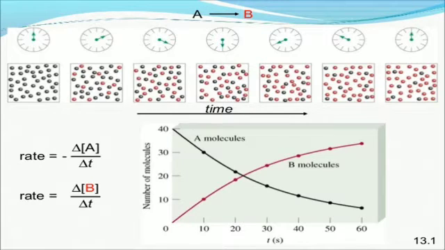For the given reaction, the rate of reaction may be equal to the rate of disappearance of reactant A, which is equal to the rate of appearance of B. In this graph, A molecules decrease with time and B molecules increase with time. That means the concentration of A decreases as time passes and the concentration of product B increases. So here it is written as rate equals minus delta concentration of A upon dt. Here minus represents the decrease in concentration of the reactant, and it is also written as rate equals delta B upon dt. The positive sign indicates the increase in concentration of B.